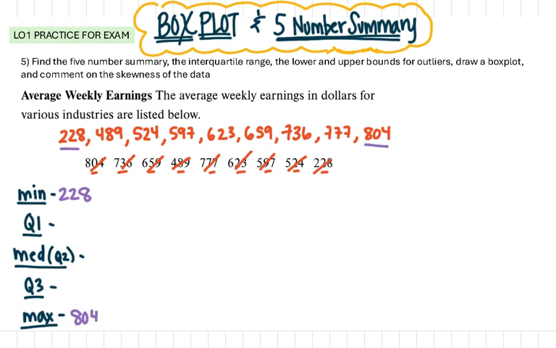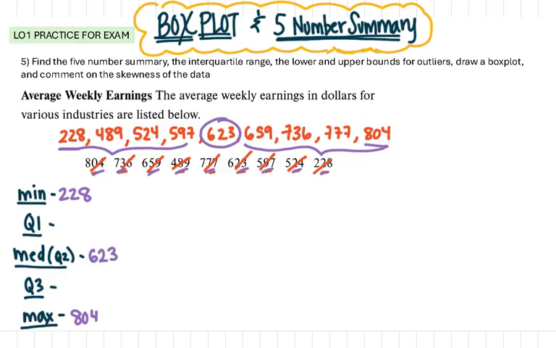Then it should be easy to find the median. So again, we have 1, 2, 3, 4, 5, 6, 7, 8, 9. So if we were going to cut the data in half, this number would be the number in the middle, and we would have 4 that are less and 4 that are greater. So 623 is the median.